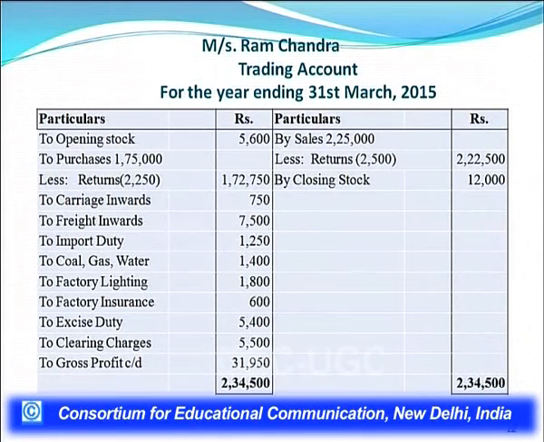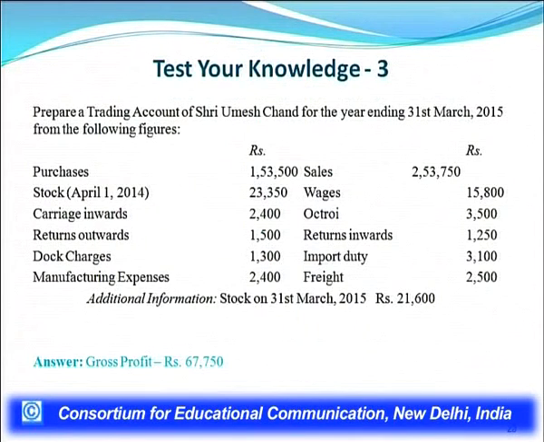And so, for the gross profit, the credit side is more than the debit side, so the balancing figure is on the debit side. It will be written as gross profit carried down or transferred to the profit and loss account. Now, you could test your knowledge. This question is on the screen and the answer is also given at the end of the question. You could attempt it and find the answer, and in case of doubts you could mail and inform us.